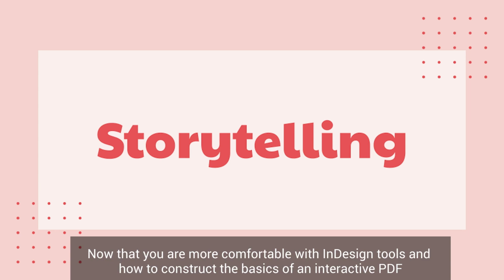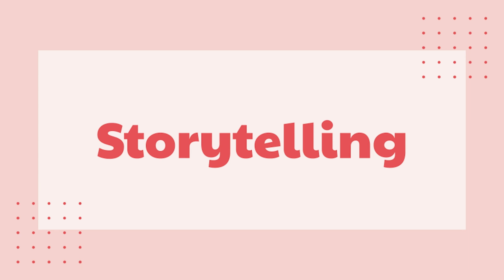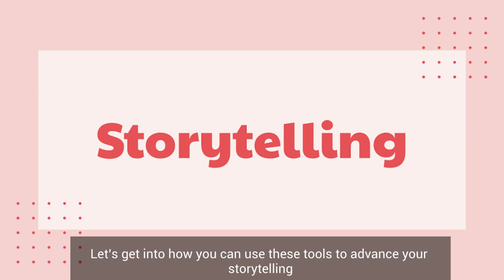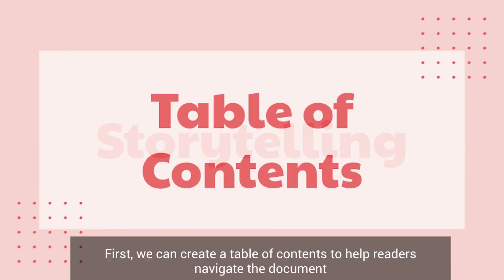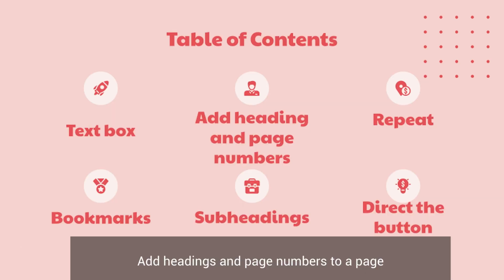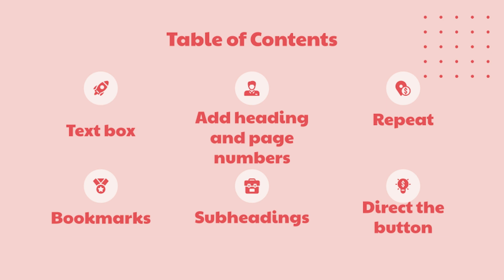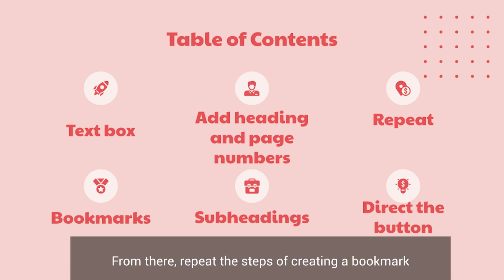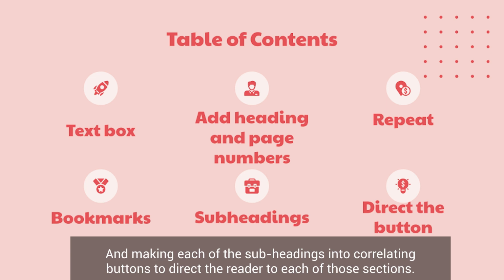Now that you're more comfortable with InDesign tools and how to construct the basics of an interactive PDF, let's get into how you can use these tools to advance your storytelling. First, we can create a table of contents to help readers navigate the document. Create a text box, add headings and page numbers to a page. From there, repeat the steps of creating a bookmark and making each of the subheadings into correlating buttons to direct the reader to each of those sections.